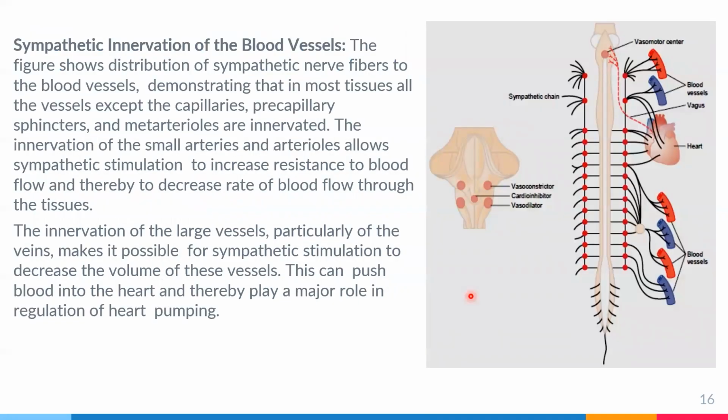First, we look into sympathetic innervation of blood vessels. The figure here shows the distribution of sympathetic nerve fibers to blood vessels, demonstrating that in most tissues, all the vessels except capillaries, precapillary sphincters, and metarterioles are innervated. Thus, a huge part of the circulatory system is innervated by the sympathetic nervous system. The innervation of small arteries and arterioles allows sympathetic stimulation to increase resistance to blood flow and thereby decrease the rate of blood flow through the tissues.